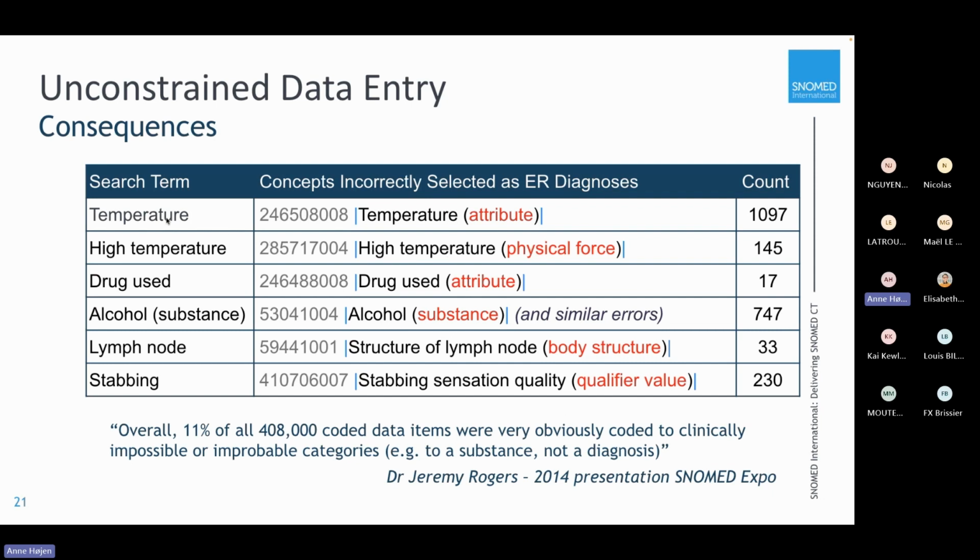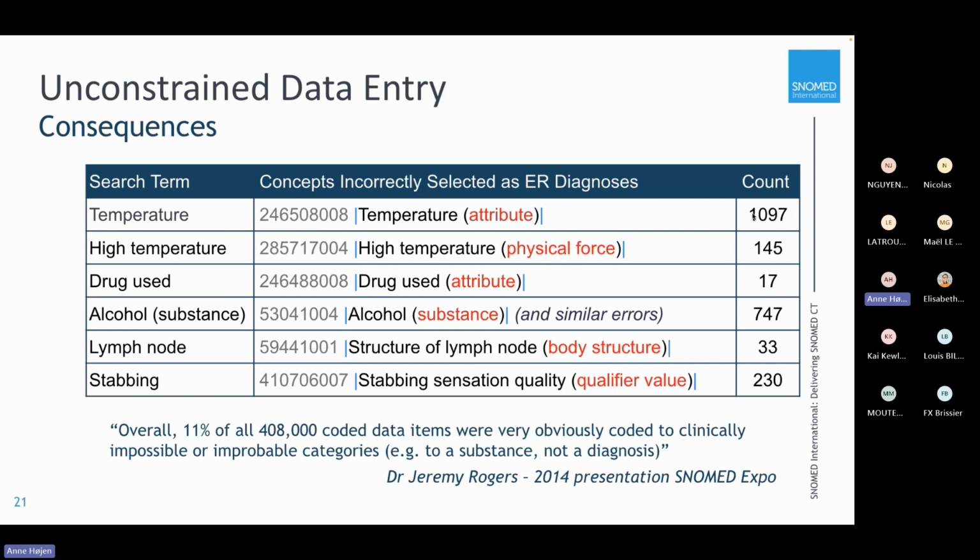And what happens then is that the clinicians would use these types of search strings. One would search for temperature, high temperature, drug used, alcohol, lymph nodes. So all of these very relevant search terms, but they would get a very long list of things returned. Without awareness of where the concept sits in SNOMED CT and how SNOMED CT is designed, it's not possible to select a proper concept.